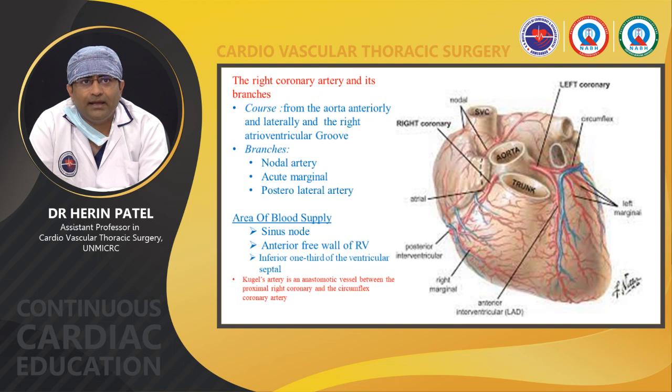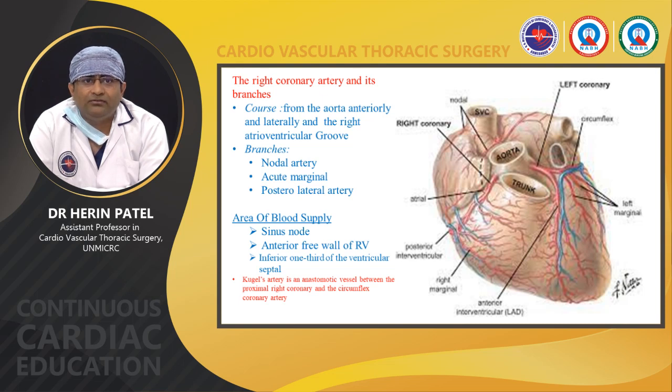The right coronary artery and its branches. The right coronary artery arises from the aorta anteriorly and goes into the right atrioventricular groove, taking the acute margin and going posteriorly. The branches from the right coronary artery are chiefly the nodal artery, the acute marginal artery, and the posterolateral artery.